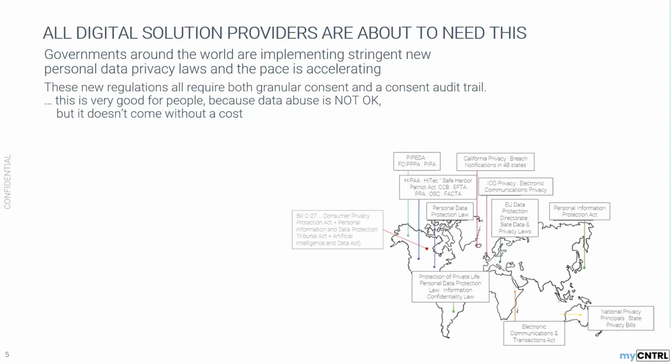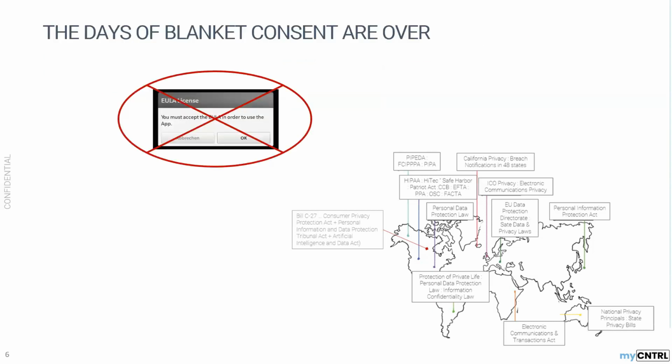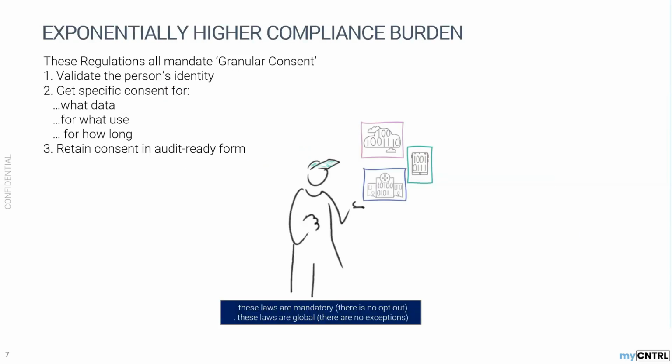This is awesome for people because abusing people's personal data is not okay, but it doesn't come without a cost. The days of blanket consent are over. It's done. And that brings an exponentially higher compliance burden to literally every app and service on the planet, because all of these regulations may mandate granular consent, which means that you have to validate a person's identity. You have to get specific consent for what data you can use for what job for how long, and you have to retain that consent in an audit-ready form.